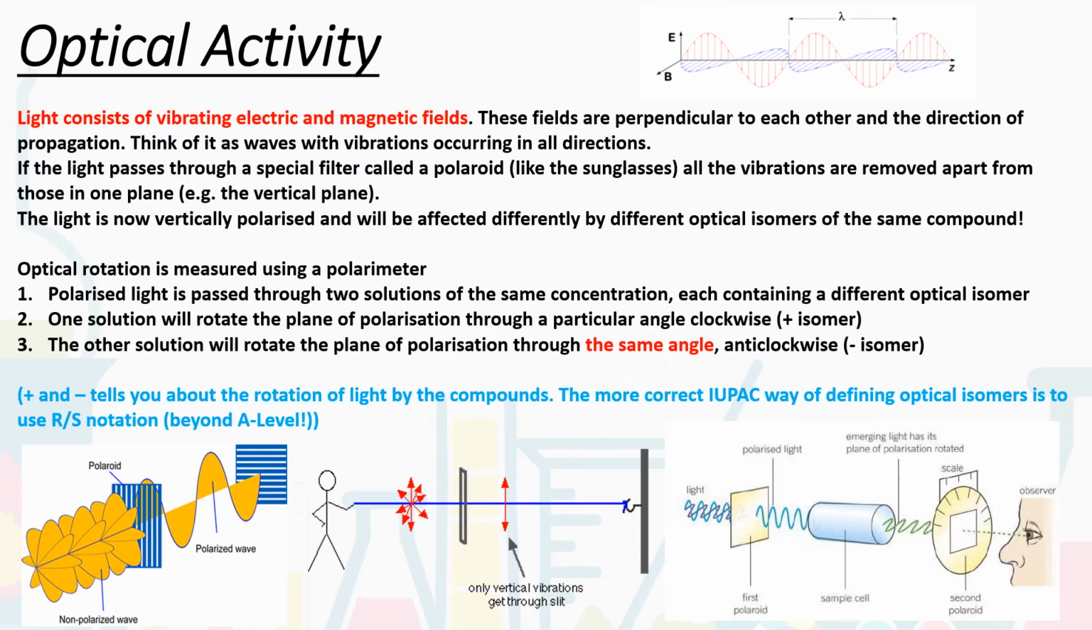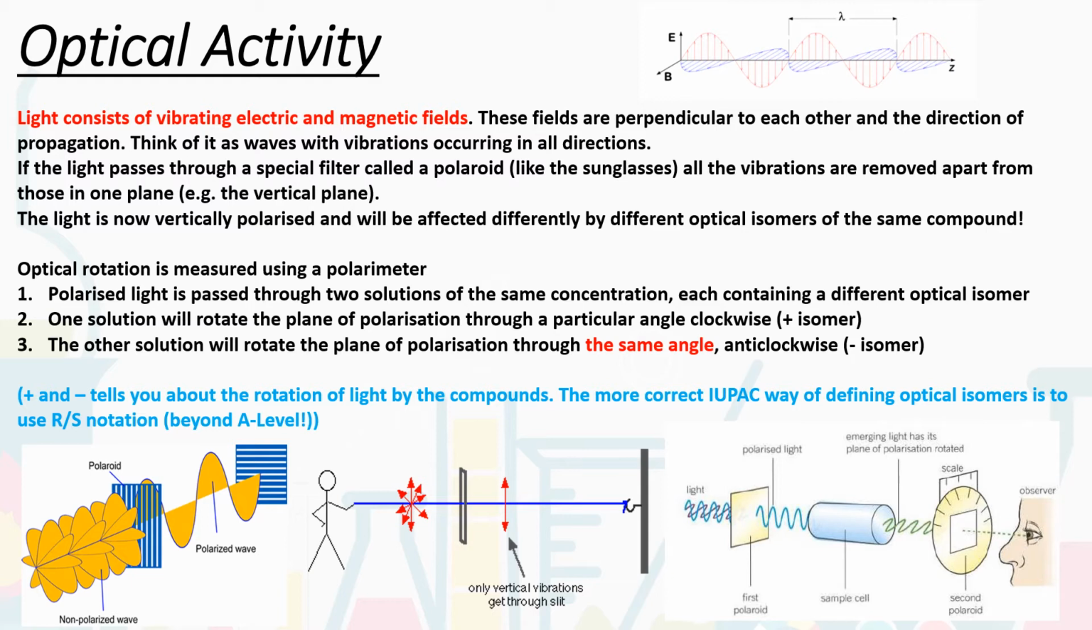You can see on the diagram at the top, your electric field is shown in red, your magnetic field is shown in blue. And these fields are perpendicular, at right angles to each other, and they're also at right angles to the direction of propagation, the way that the wave is moving. So we can think of it as waves with vibrations occurring in all directions.